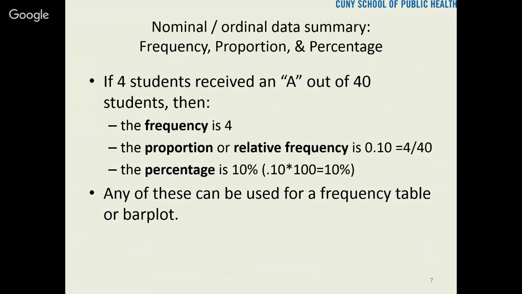So just as an example, we have 40 students, 4 received an A. We can represent this as a frequency, which is the counts. That's what goes in those frequency tables. Proportions or relative frequency, that's a number between 0 and 1, and percentage is that multiplied by 100, so it's between 0 and 100. And you can use any of those in your bar plots or in your frequency tables. In fact, it's pretty common to show both frequency and proportion or percentage in tables summarizing your nominal data.